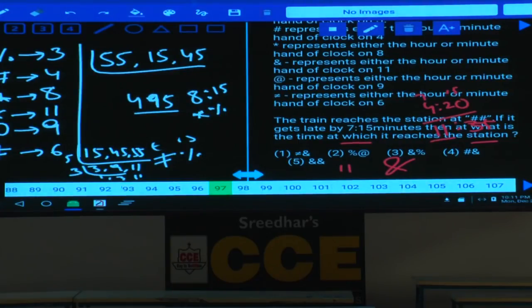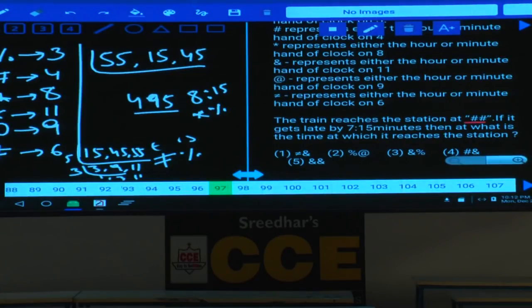Yes, what is the answer given here? Answer is choice 5. Choice 5 means 11 and 11. 11 and 11 means 11:55. Can this be 11:55 here? No, sir.